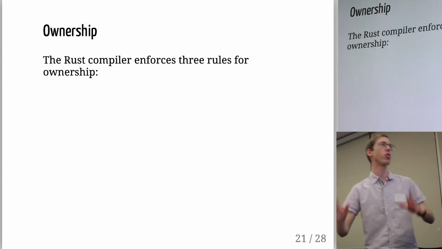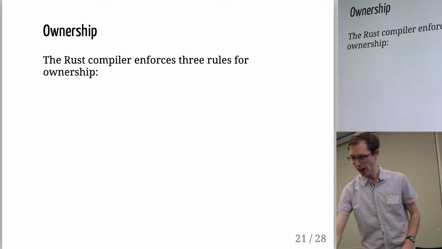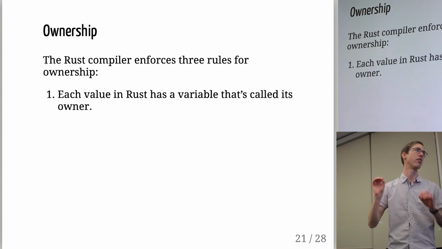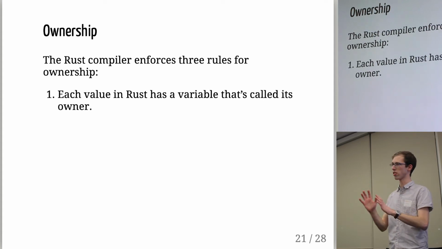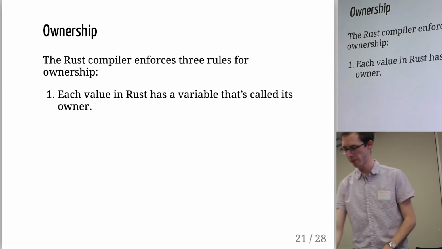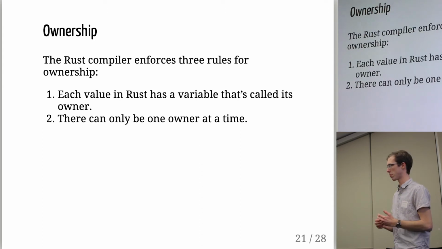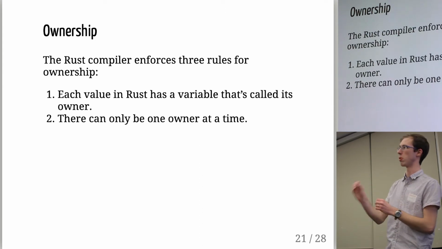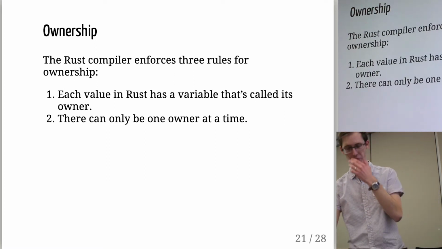All right, so what is ownership? Ownership in Rust means these three rules. Every piece of data has a variable that is the data's owner. Every piece of data has one owner. It's great. And there can only be one owner at a time, right? You can't have multiple people owning one piece of data. There's one person who owns one piece of data.